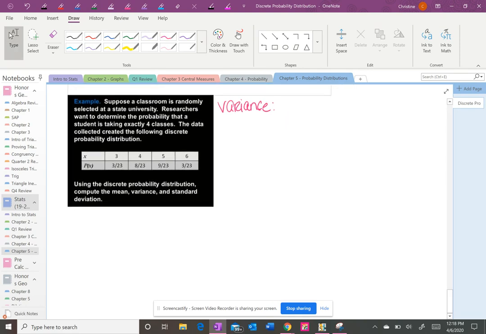So, obviously I just found this on the internet, but I like to see things in a vertical table, so that's what I'm going to do right now. So I'm going to redraw this, and this is how I would recommend always doing it. X in this case is going to be the number of classes. And then remember, P of X is the probability that happened.